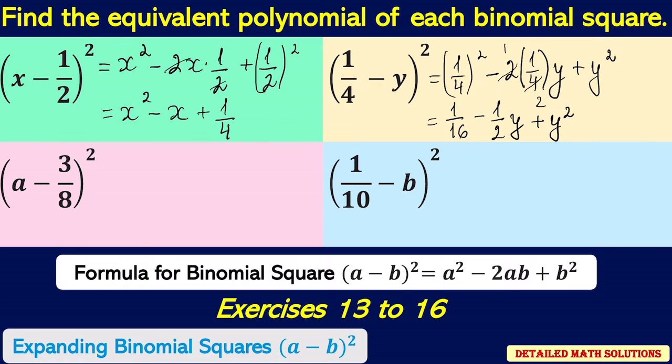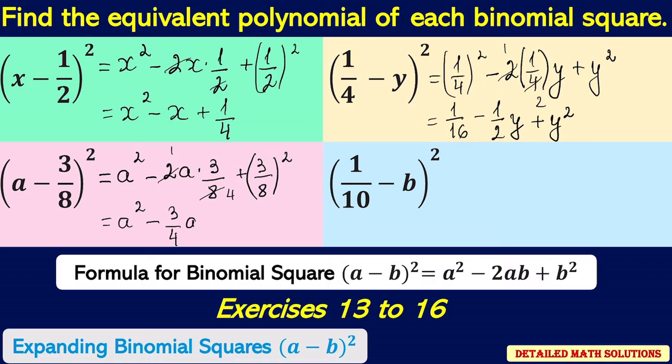Next exercise, (a minus 3/8) squared. When I apply the formula, this equals a squared minus 2 times a multiplied by 3/8 plus (3/8) squared. And when I calculate this further, I can reduce this, minus 3/4 a plus 9/64.